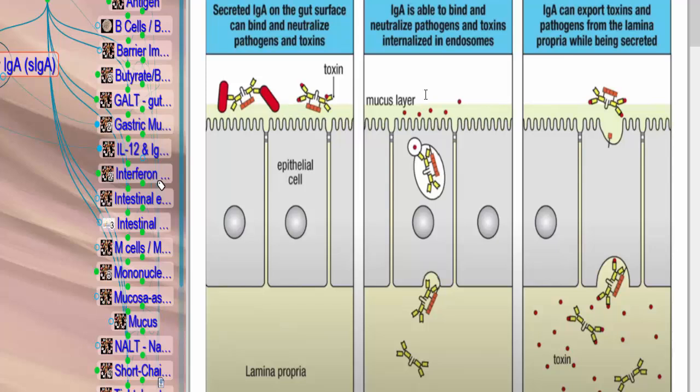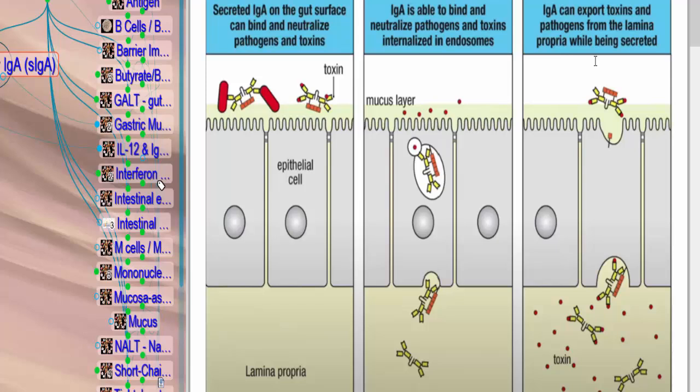The other thing that it can do is, if there's some kind of pathogen that has actually gotten into the cell, or a toxin that's gotten into the cell, it can move up into the cell, grab hold of it, and then bind it so it can't do anything else.